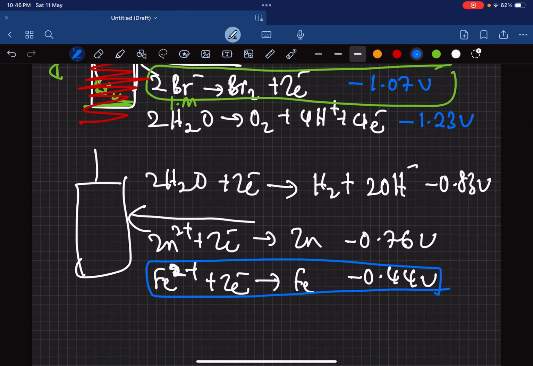So what will happen here is Fe2+ will become Fe. So you'll see some solid forming over here. That will be Fe. And since this solution is green, eventually the green color of the solution becomes lighter. That's it. That's what you do for electrolysis.